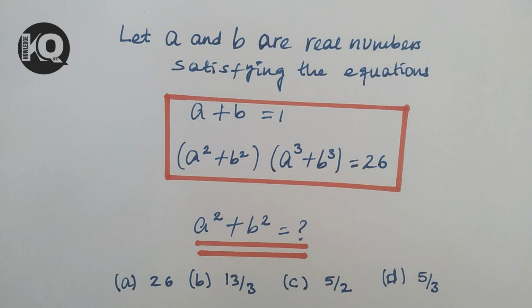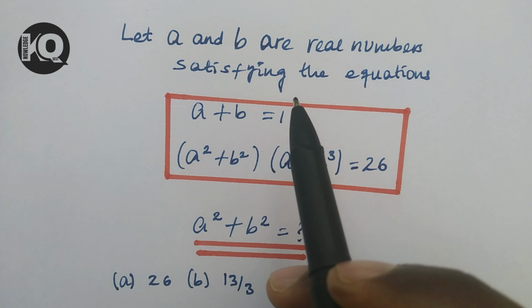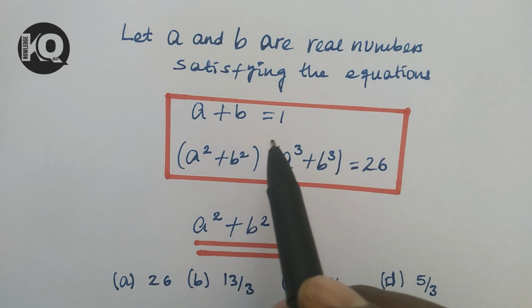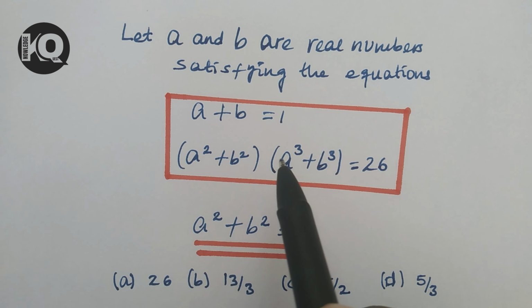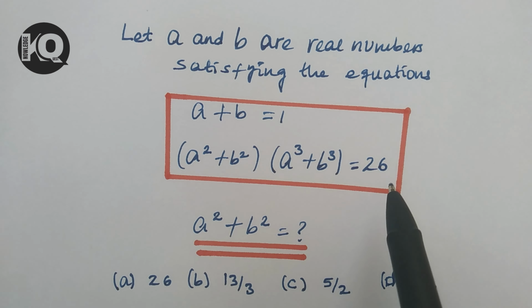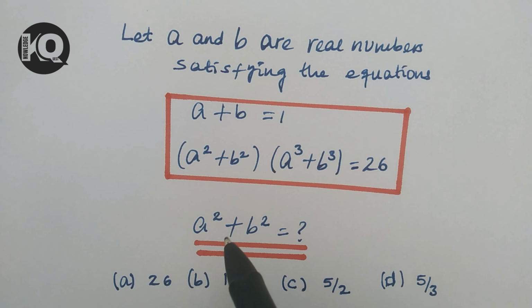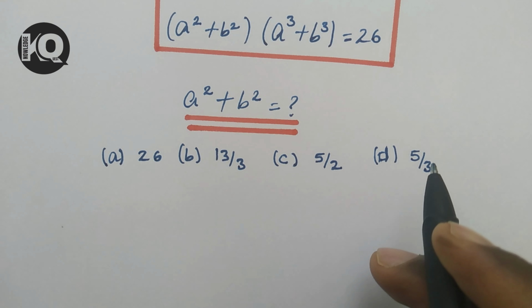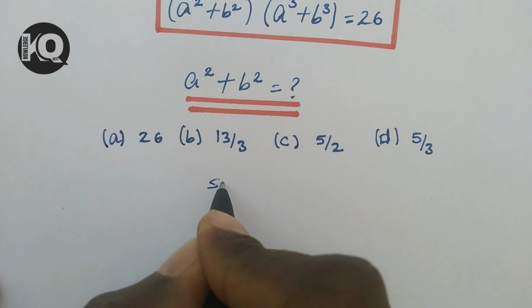Hello, you are welcome to solve this math Olympiad problem: let a and b be real numbers satisfying the following equations: a plus b is equal to 1, and a squared plus b squared times a cubed plus b cubed is equal to 26. Find the value of a squared plus b squared. The alternatives are: A is 26, B is 13 over 3, C is 5 over 2, and D is 5 over 3. So let's go to the solution.